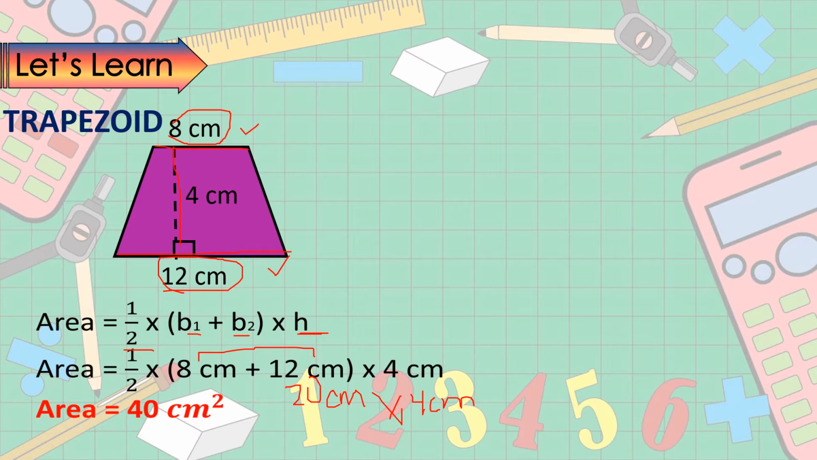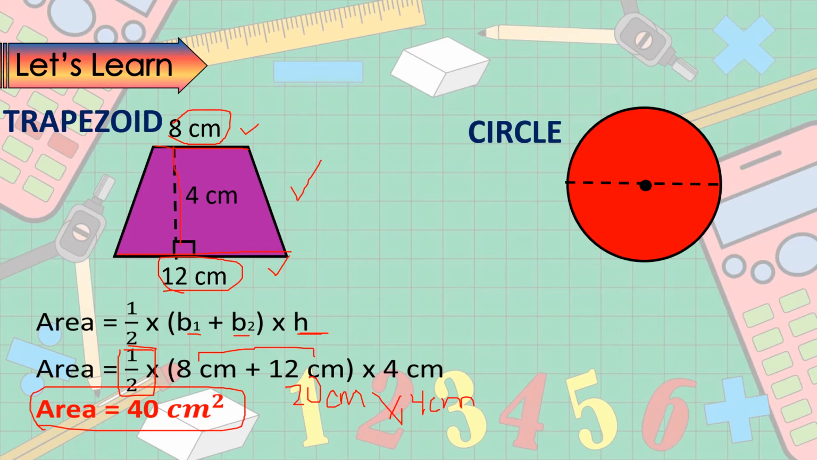So 80 centimeters times 1/2, so what would be the half of 80? We will have an area of 40 centimeter square. So that will be the area of this trapezoid. Next, let's proceed with the circle.